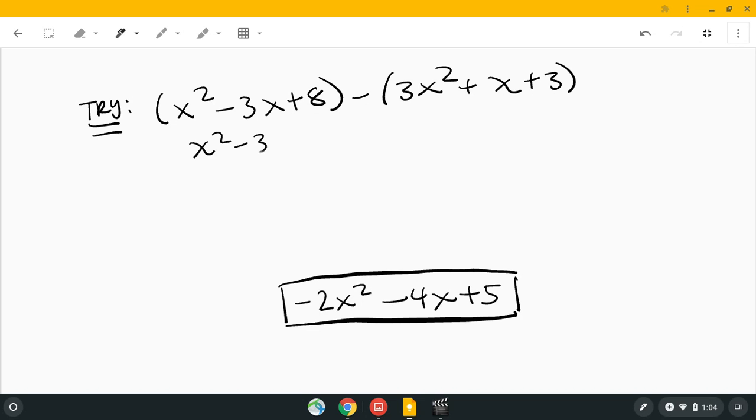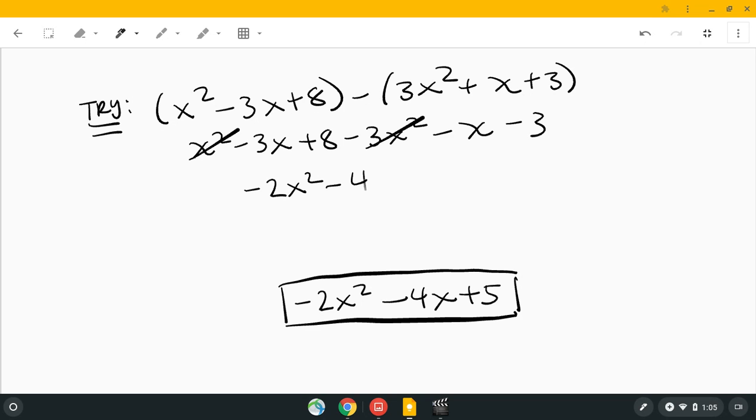So here, I'm going to bring this down. And here, I'm going to distribute the negative. So negative 3x squared, negative x, and minus 3. Okay, I'm going to combine the x squareds. So that's 1 minus 3 is negative 2x squared. I'm going to combine the x's. That's negative 3x and negative 1x. That's negative 4x. And here, positive 8 minus 3 is positive 5. So that's how we get the answer.